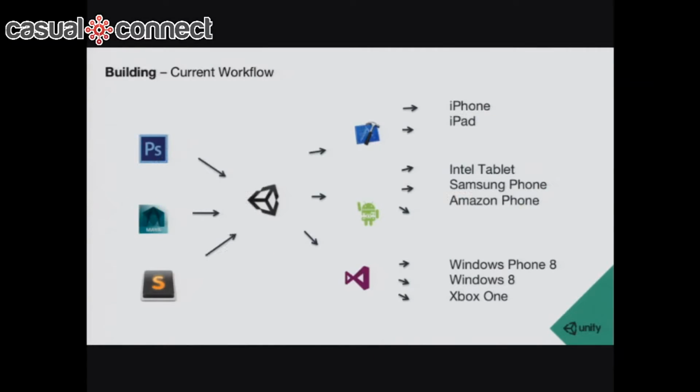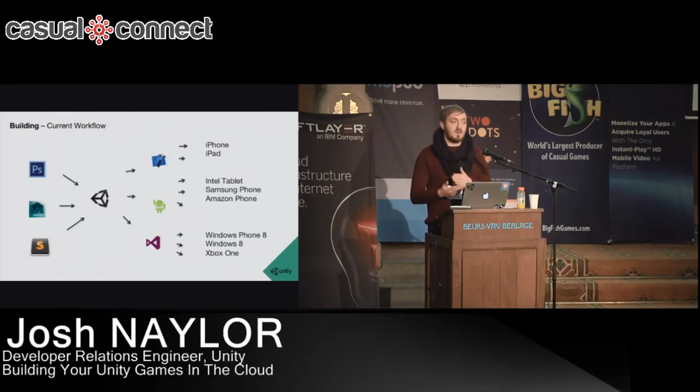So this is the current workflow when you're building games in Unity. You've got your other packages, so you've got Maya and Sublime, the tech stuff. It goes into Unity. You then deploy to iOS, to Android, to Visual Studio for Windows Phone. And then it goes off like that, when it shouldn't be like that at all. It should be that you are building everything for the platforms all at the same time.